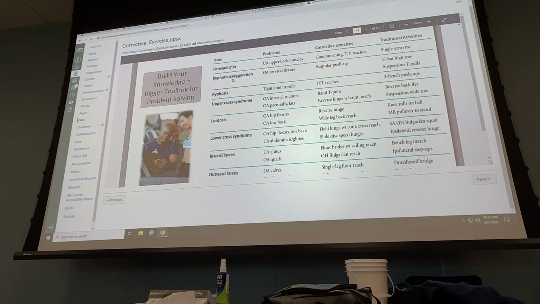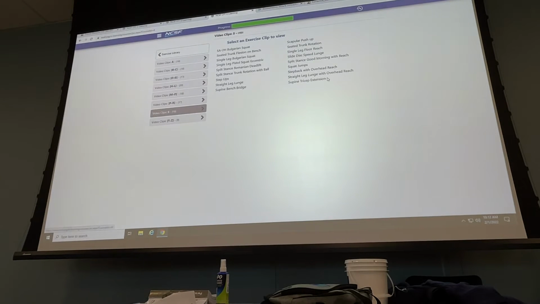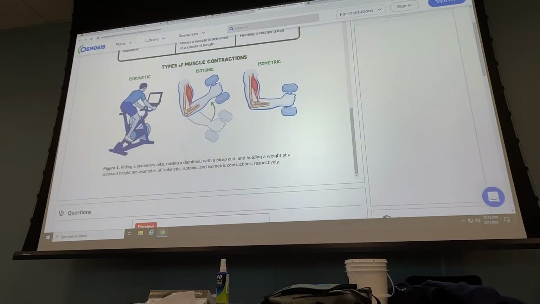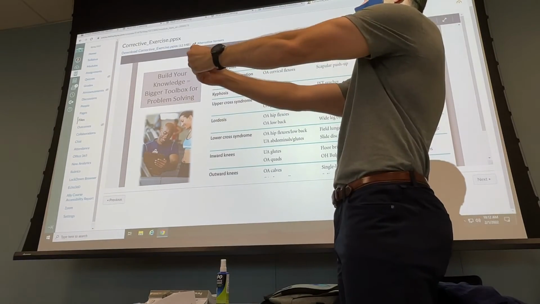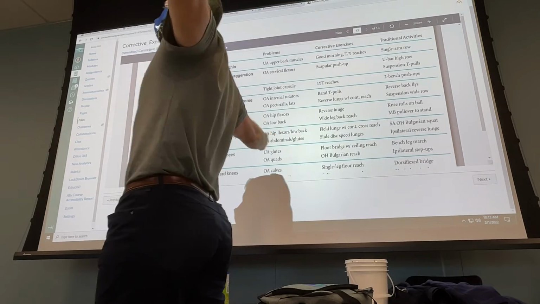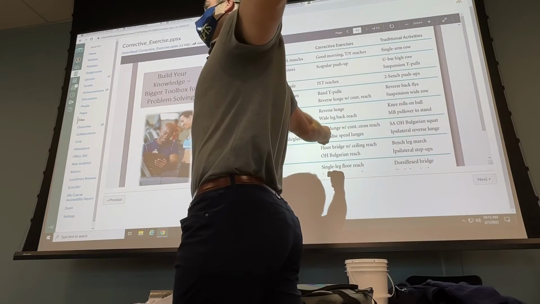Something for kyphotic exaggeration: U bar high row, suspension T pulls. Let's see if they have the suspension T pull. That would be nice. So has anyone ever used TRX before? That's what they mean by suspension. If the client has their arms extended, they're going to pull like this, and that's what that means. Okay, suspension T pull. So you're pulling yourself into that T position.